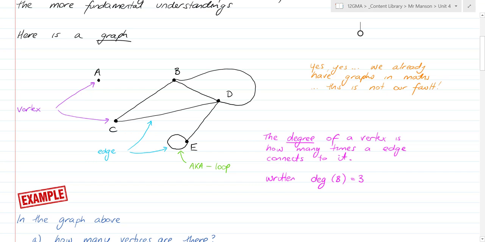We have 6 edges. So that's a light blue definition there. An edge is a connection between 2 vertices. So in this case, we have 6 edges. There's an edge between C and D. C and D are connected, but A and E are not connected. B and E are not connected.